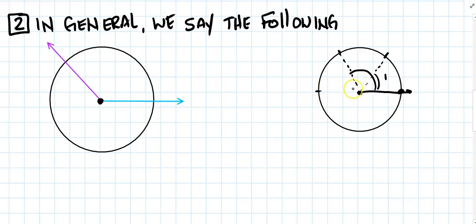Again, if I went all the way back around, I get something like this, and then I would get 3 radians. And then it'd be about here, and then if I drew this angle all the way around, that would be about 4 radians.